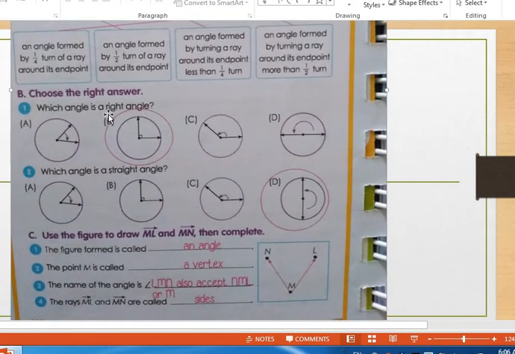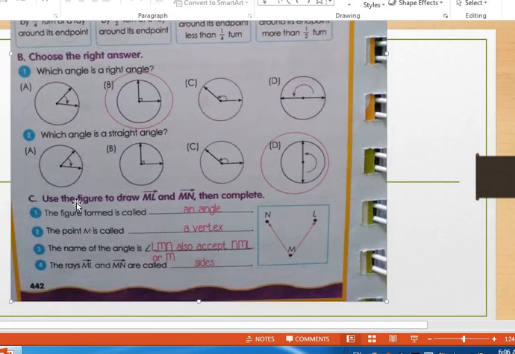Which angle is a right angle? Where is the right angle which gives me 90 degrees? Yes, this one is 90 degrees, that forms a right angle, which is perpendicular. Which angle is a straight angle? Do you remember? Straight angle, 180 degrees. Straight angle comes from its name, straight line, straight angle.